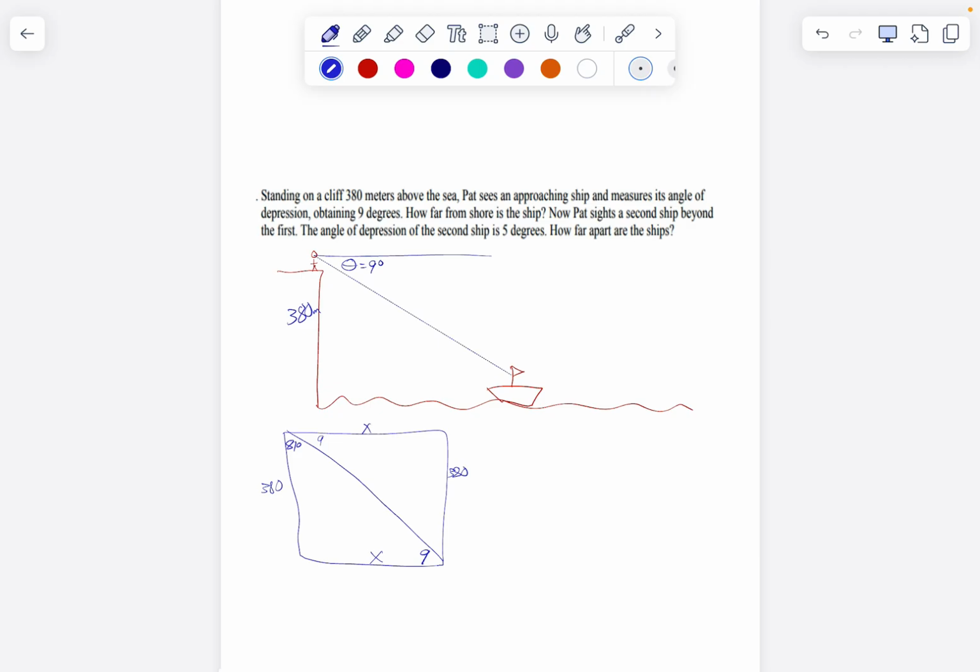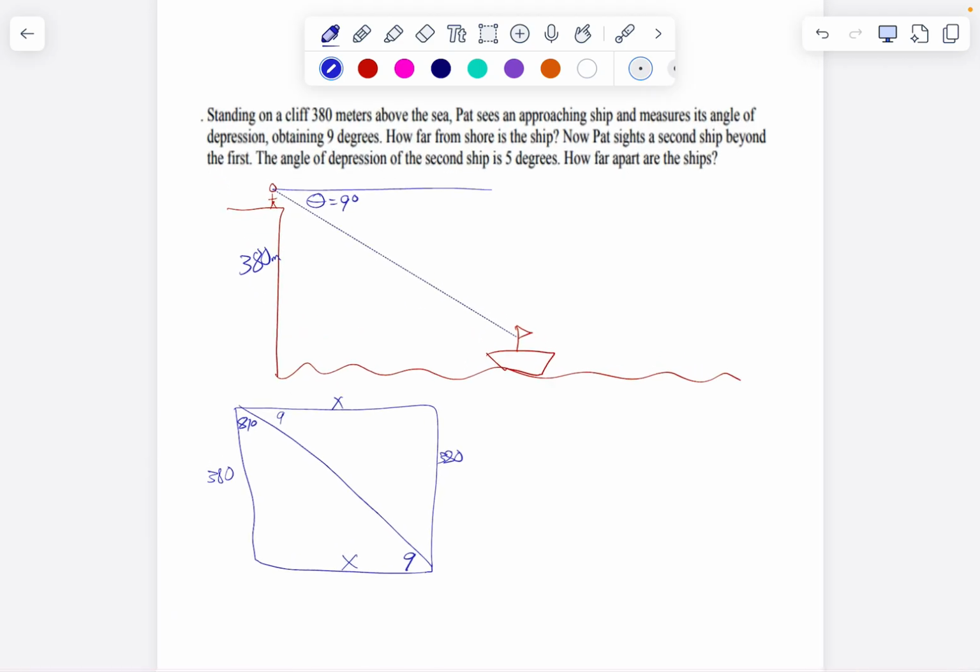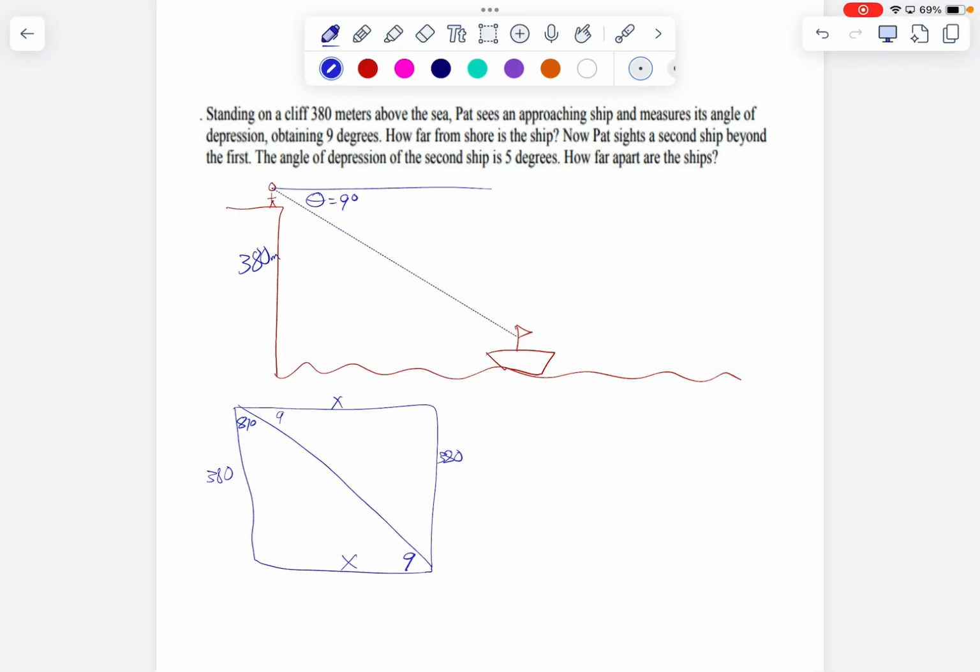So hopefully you're solving right now, like, solve for how far away the ship is. I'll give you some time to do that. If you finish, start trying to draw the picture for the second ship. I think you should just add. Tangent. There you go.